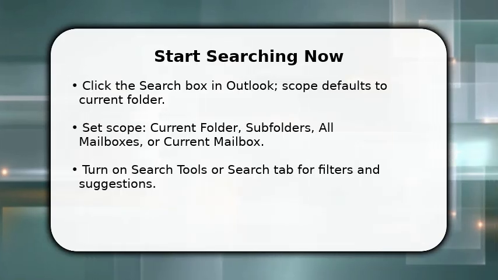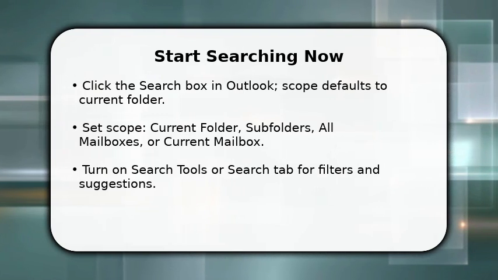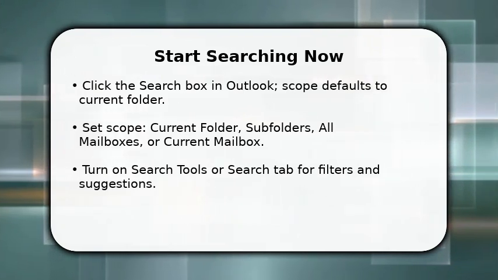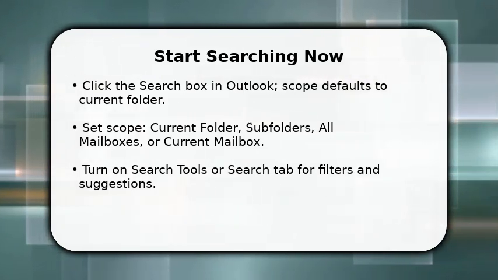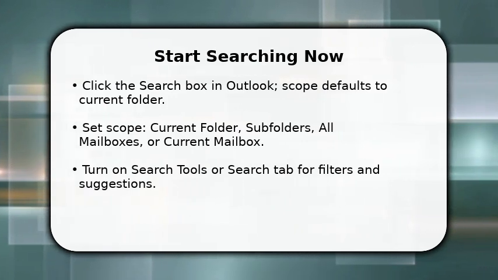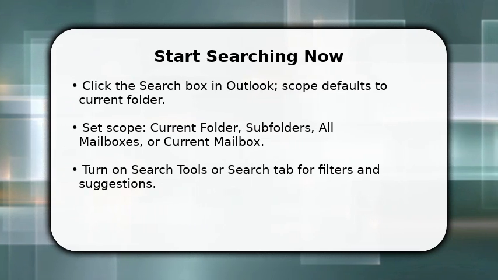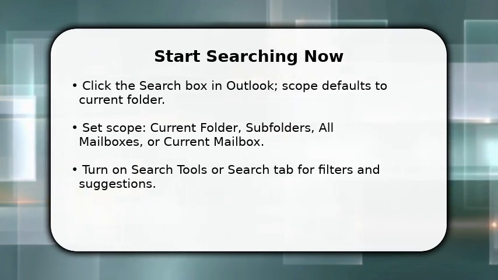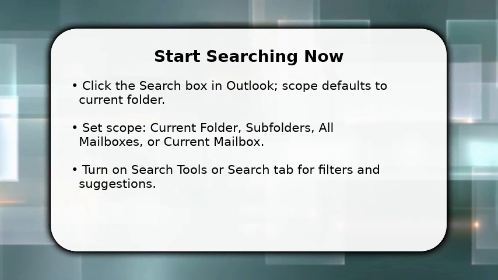You already have what you need. Open Outlook and click the search box to begin. You should set the scope immediately so results aren't noisy. Choose Current Folder to narrow or All Mailboxes to broaden. Once done, activate the Search or Search Tools ribbon. This gives you quick filters for from, subject, and date.